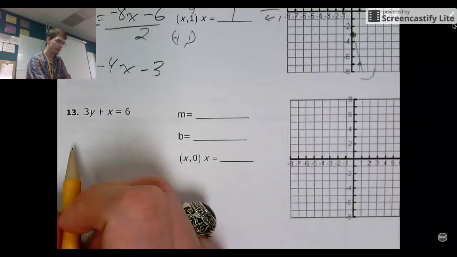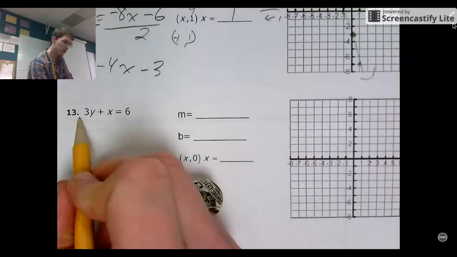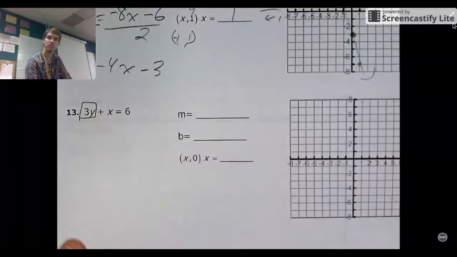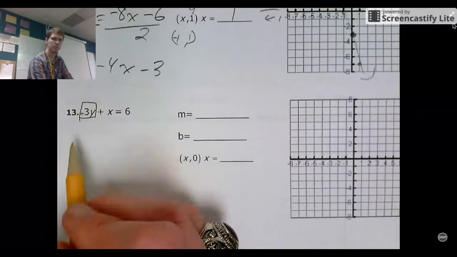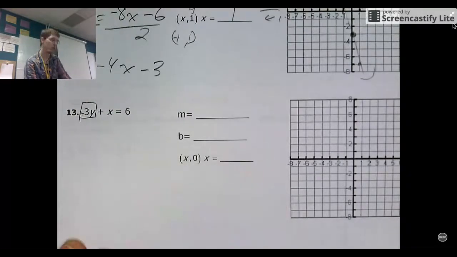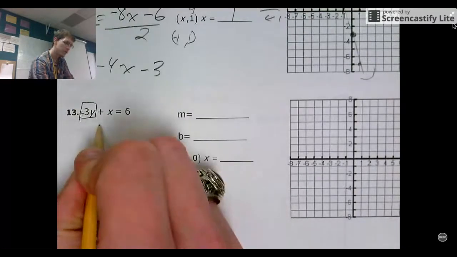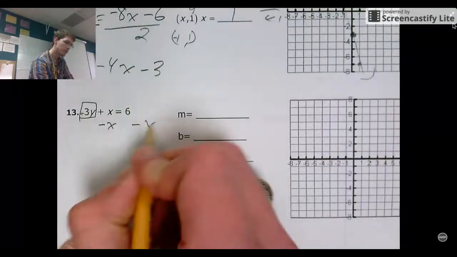Okay, so let's see. Right here, we want 3y by itself, plus 3y. It's a positive 3 right there. So we need to get rid of this plus x right here. We have to do the opposite, always using the opposites. So in this case, we're going to have a minus x from both sides.